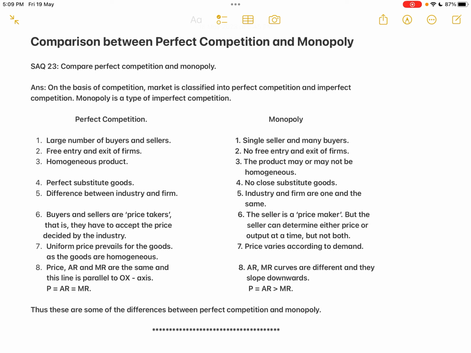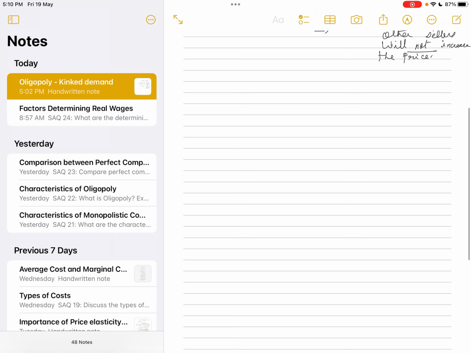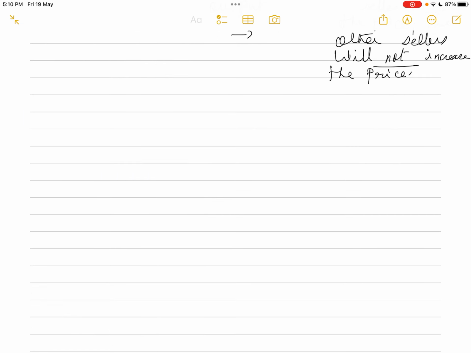And the eighth one, price, AR and MR are the same and this line is parallel to the OX axis. That is, price is equal to AR and MR. But in case of monopoly, AR and MR curves are different and they slope downwards. That is, price is equal to AR, which is greater than MR. Let me explain to you with the help of a diagram here.